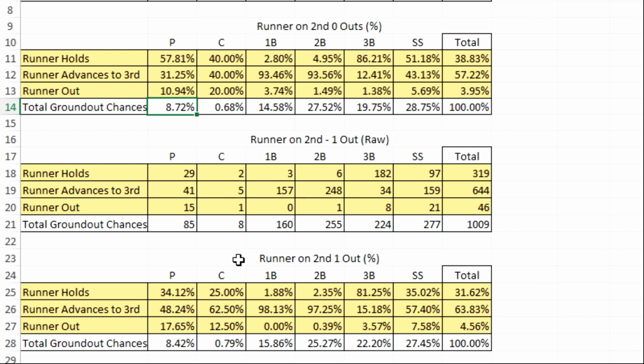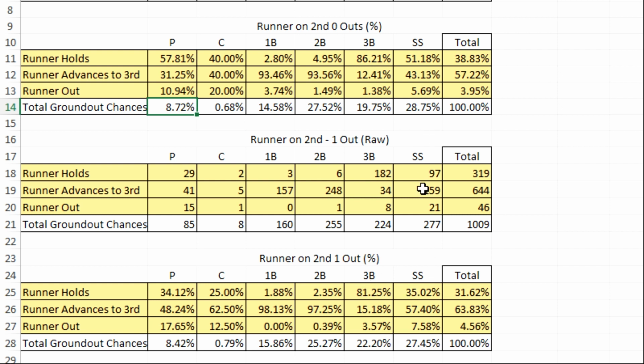Catcher, we're not going to look at too much because of small sample size. And balls hit to first or second, even more of the time the runner advances to third. So almost every case, the runner's advancing to third on balls hit to the right side with one out. Even more so than no outs, and with no outs they almost always did too. Balls hit to the left side, so third baseman, the percentages are about the same between no outs and one out. A little bit less of the time are they holding, a few more percentage points they're going to third.